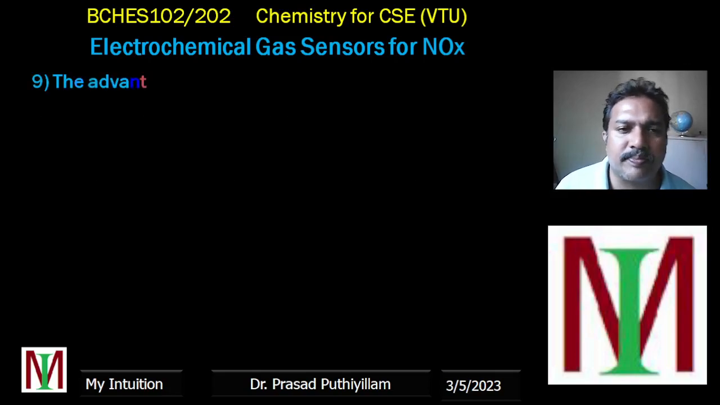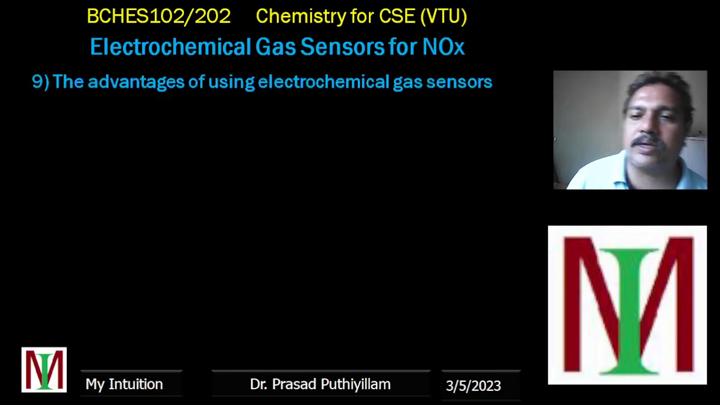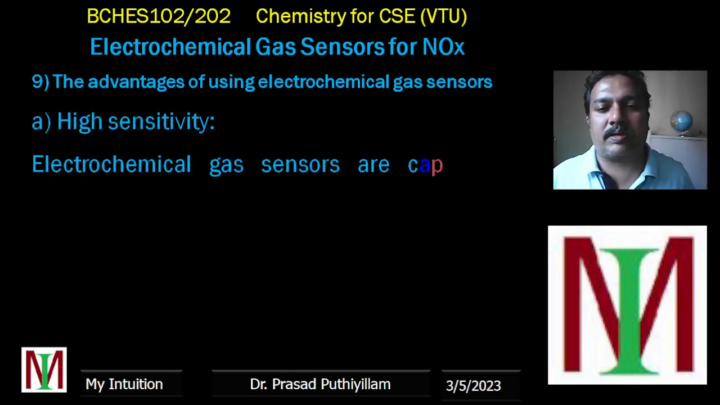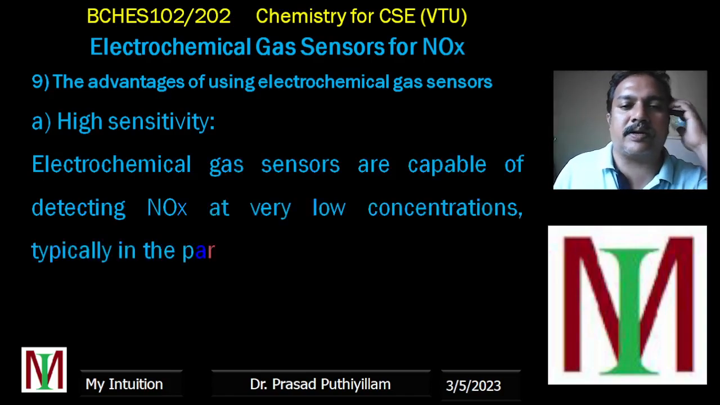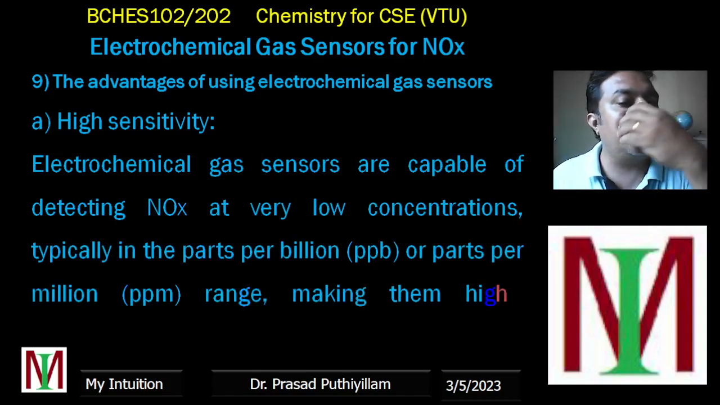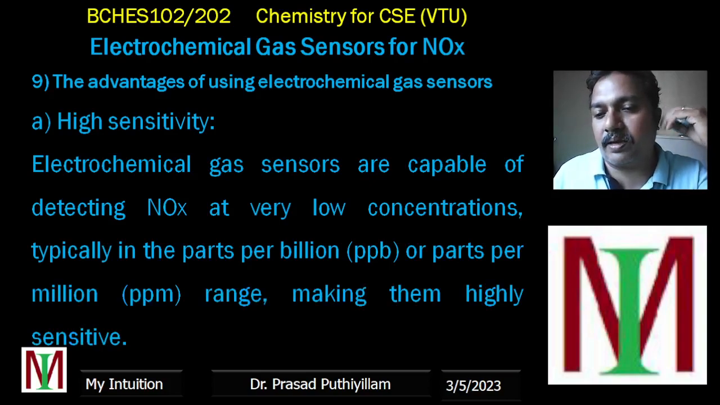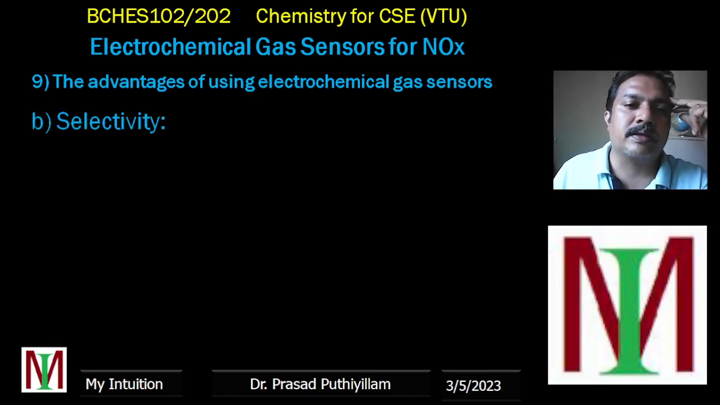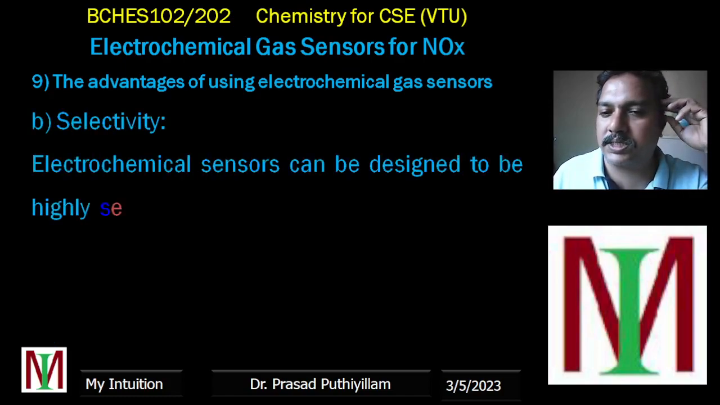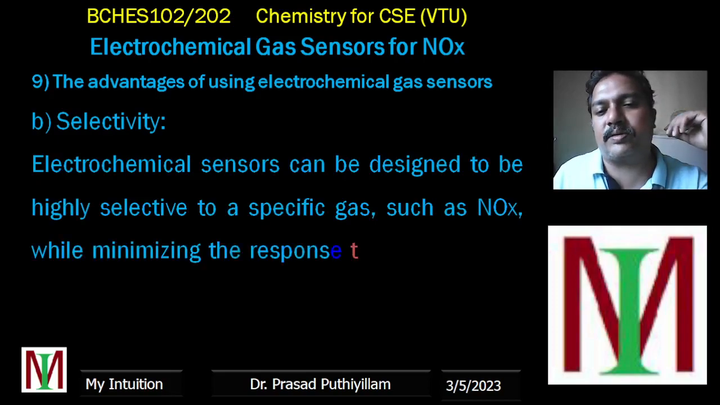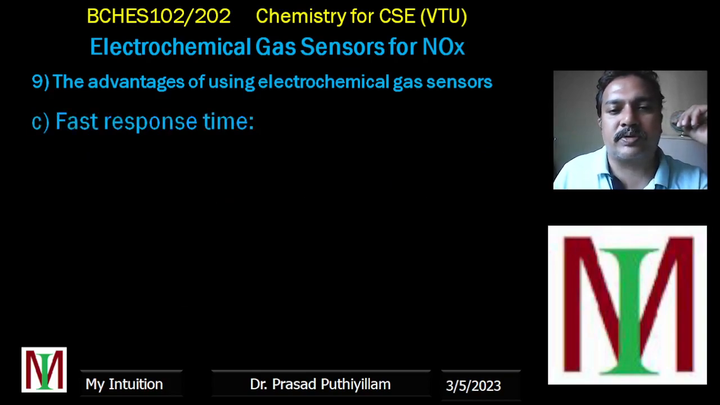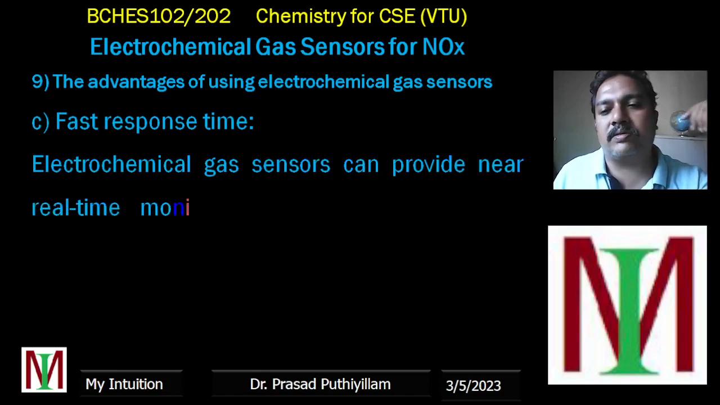Simple sentences. The advantages of using electrochemical gas sensors. High sensitivity: electrochemical gas sensors are capable of detecting NOx at very low concentrations, typically in the parts per billion (ppb) or parts per million (ppm) range, making them highly sensitive. The selectivity is good. The electrochemical sensor can be designed to be highly selective to a specific gas such as NOx while minimizing the response to other gases in the environment. Fast response time, so quickly it will give the result.